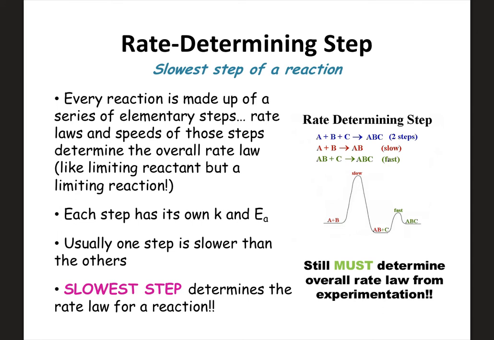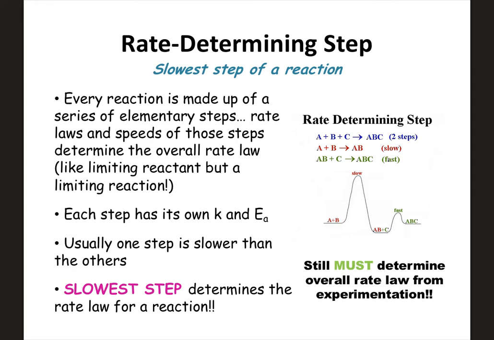Each elementary step in a mechanism would have its own K and its own activation energy. Typically in a mechanism, one step is slower than the others, and the slowest step is the one that's going to determine the rate law for a reaction. Very important to understand that this still must be determined via experimentation. You still have to determine the rate law from experimentation, but realize here the slow step is going to give you the rate law in a mechanism.